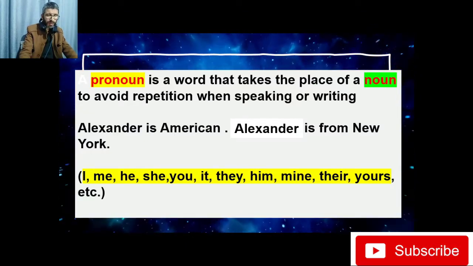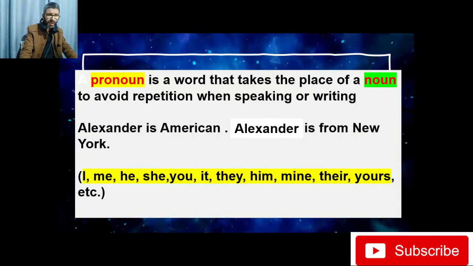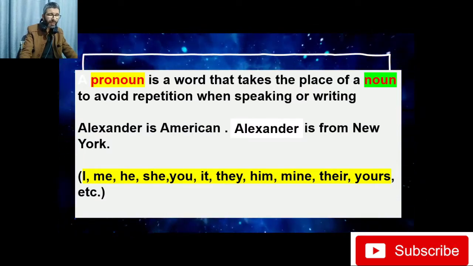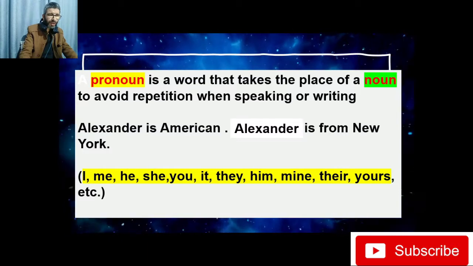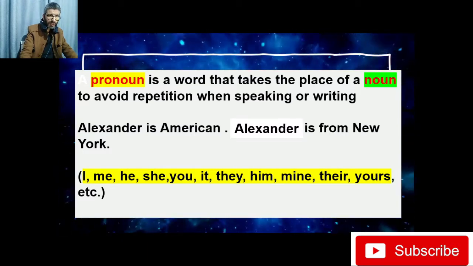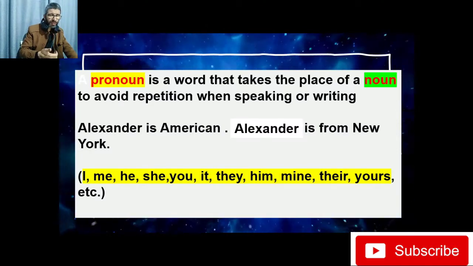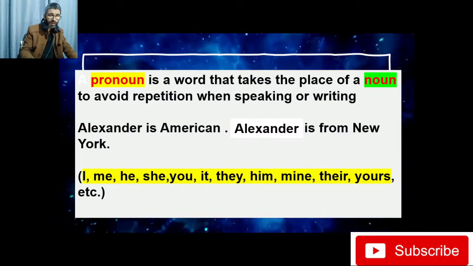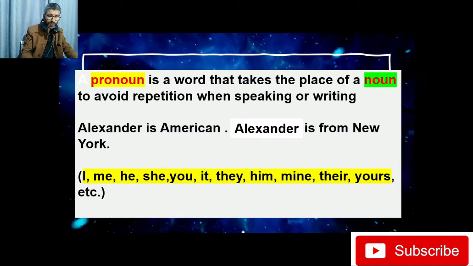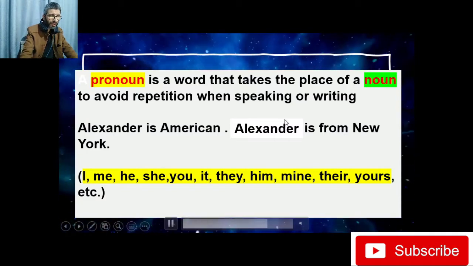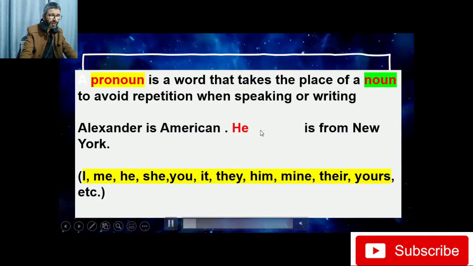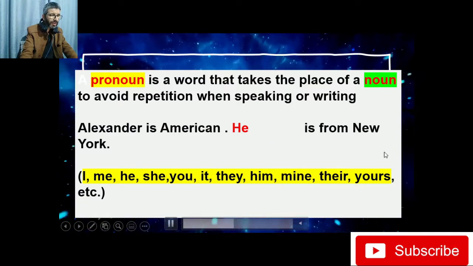For example, Alexander is American. Alexander is from New York. So here we have the repetition of Alexander. So we are going now to replace the second word Alexander with a pronoun to avoid repetition. So here we can say, he is from New York.